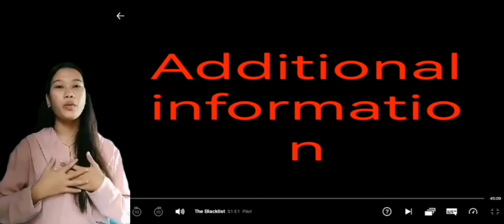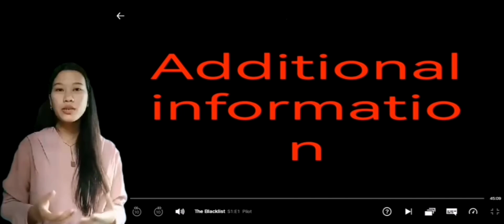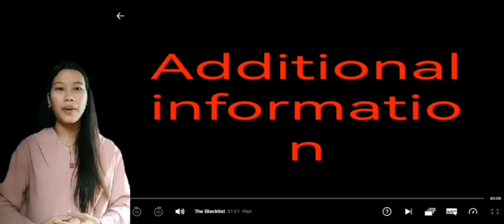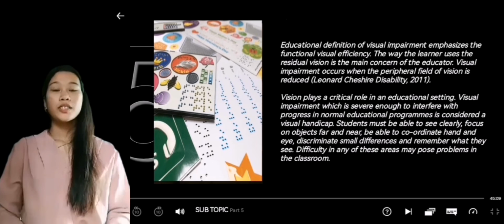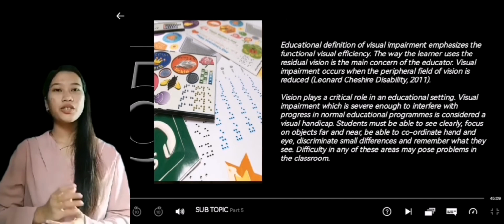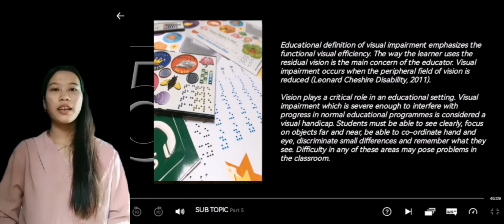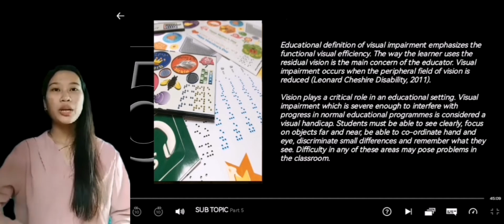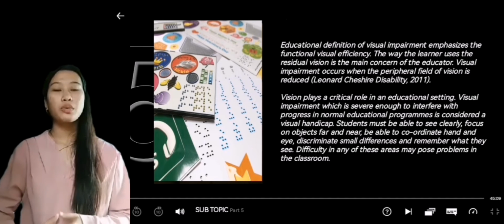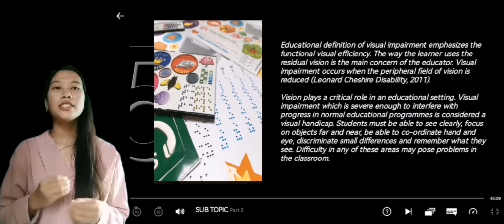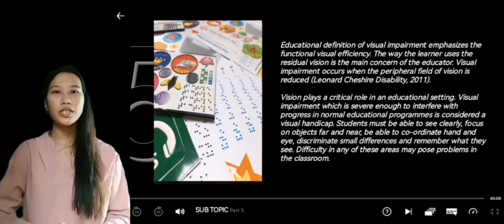And now, I am the one who is going to continue discussing and give you some further information about our topic. So, the educational definition of visual impairment emphasizes the functional visual efficiency, because visual efficiency is unique to each learner. The way the learner uses the residual vision is the main concern of the educator.